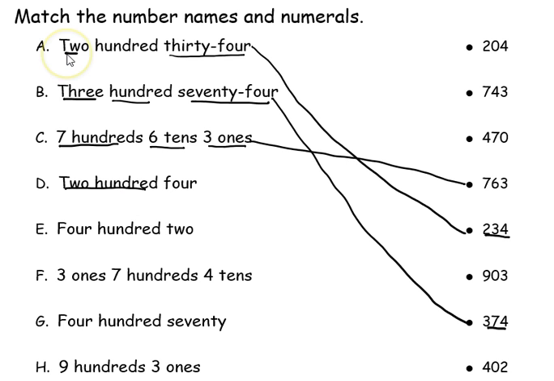Now I have 204. I'll look for a 2 in the hundreds place and a 4 in the ones place. Since there are no tens, that would mean I'd have a 0 in the tens place. And that number is up at the top here. So I have 204.